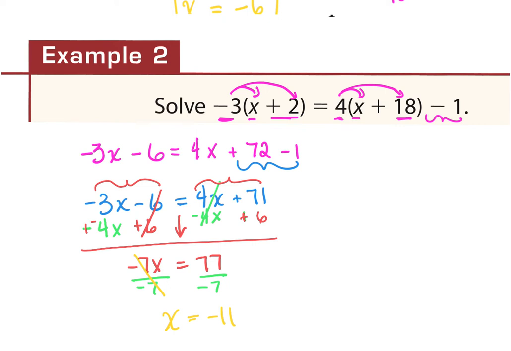Now remember, if you check it, that -11 has to go into every place that you had a variable. So if you check this guy, you have to plug in the -11 here and the -11 here, all right? And then do order of operations.